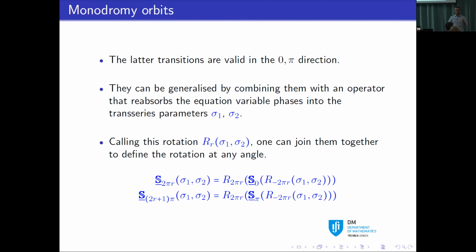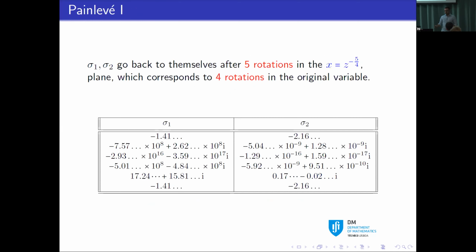And when I say pulling down, I mean that you can always do these rotations and encode them in the parameters sigma 1 and sigma 2. This is very interesting, because then you can use the 0 and the pi to generate any transition. And since you can generate any transition, you would say, okay, let's just go around and see what happens. And if you go around, this is what Max was drawing before, you get these beautiful monodromy orbits.